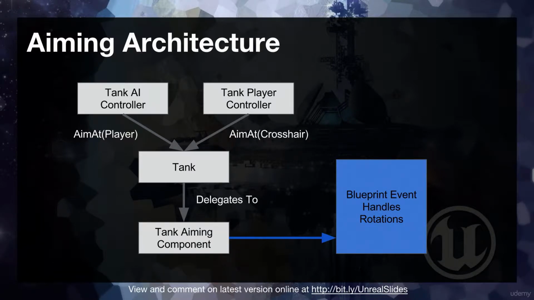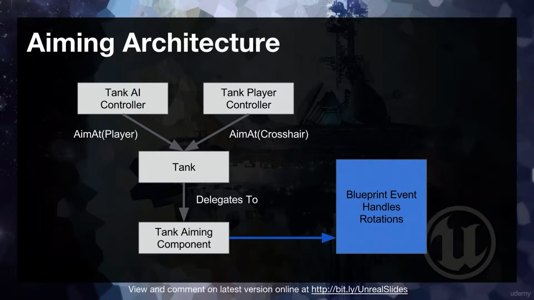The tank is going to be possessed by one of two things, either a tank AI controller or a tank player controller, i.e. us at the keyboard or trackpad. And either of those controllers, depending on which one is possessing the tank, is going to send messages to the tank. So in the case of the AI controller, it's going to send a message that's going to say something like aim at the player. And in the case of the tank player, it's going to aim at the crosshair.